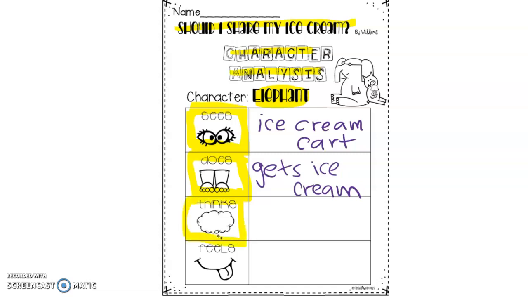The next one is think. What does Elephant think? I think the biggest thing in the story the Elephant thinks is, should I share my ice cream? So the whole time he is wondering if he should share his ice cream with Piggy.